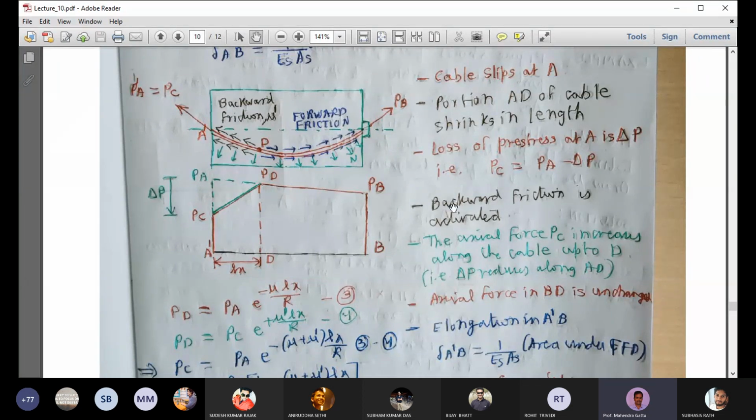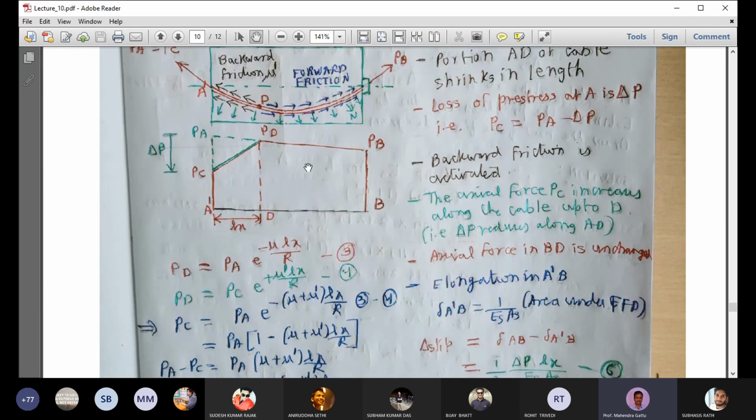And I have told about backward friction, which is activated. Here we have PC, and here we have backward friction acting in the same direction as PC. So what will happen is the axial stress in the cable will increase from PC to PD. It will keep increasing up to point D, and from point D onwards again it will keep decreasing to point PB. So the axial force diagram will look something like this.